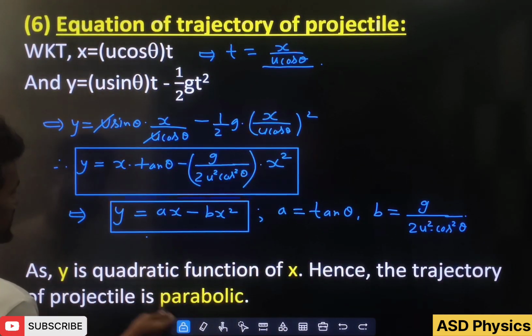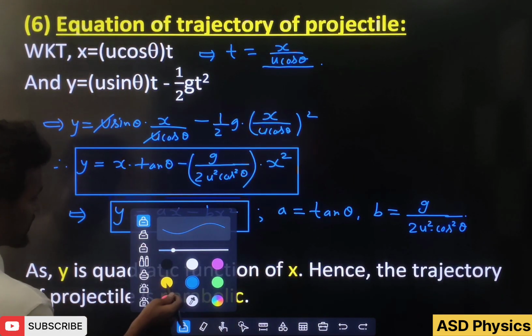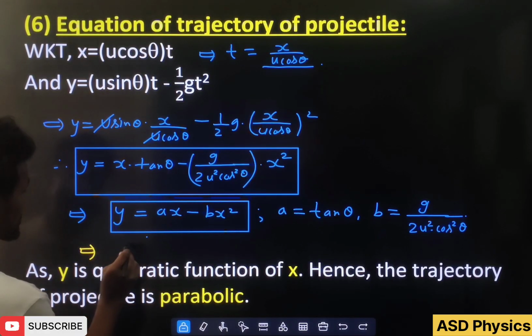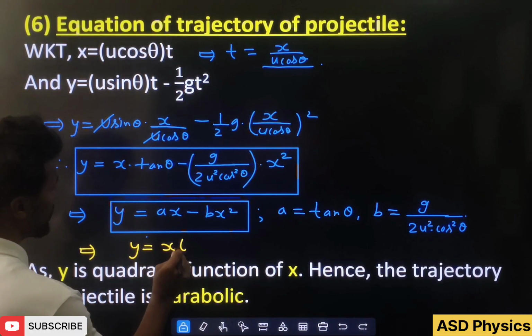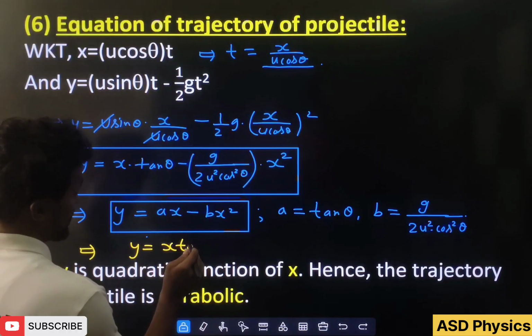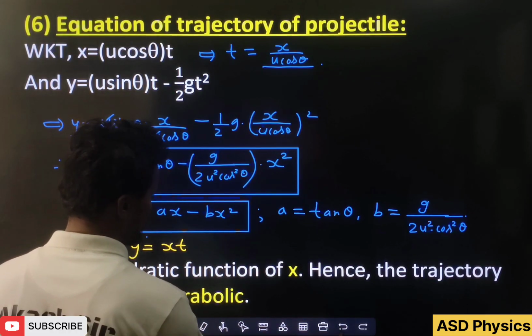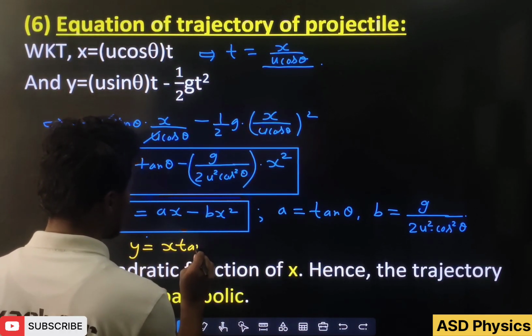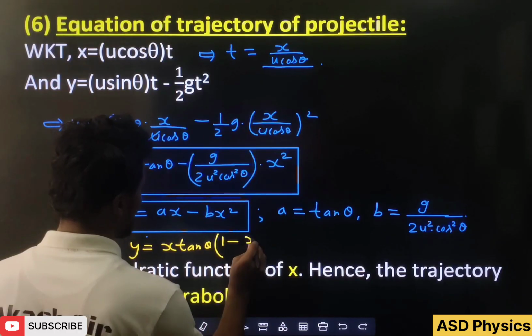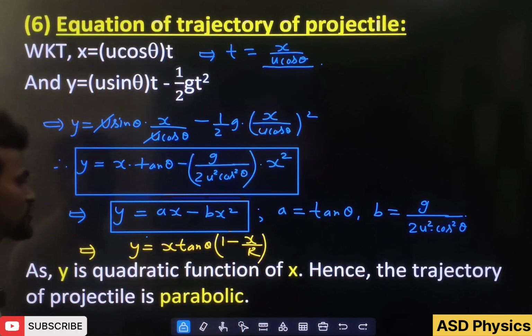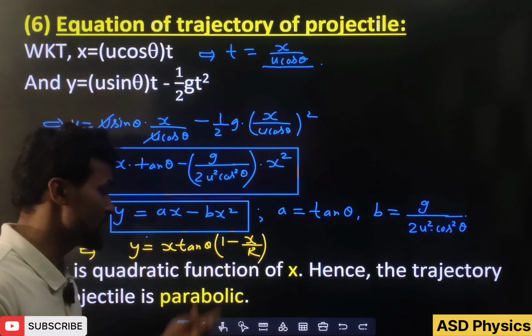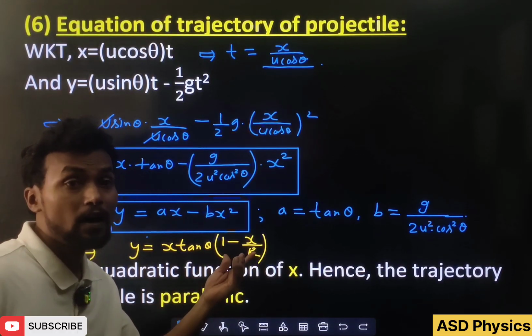And one more form is there to write this equation of trajectory. Remember that y equal to x, 1 minus x by r. I will just write x tan theta, 1 minus x by r. Maximum to maximum, this is the correct one: y equal to x tan theta 1 minus x by r. What is r? R is the range.